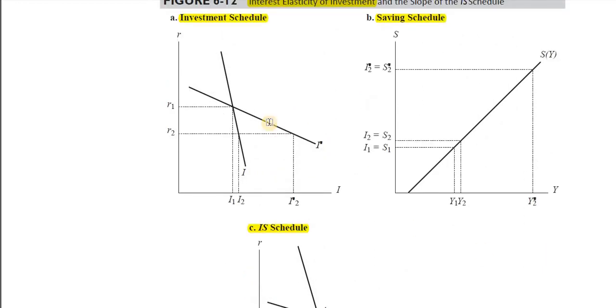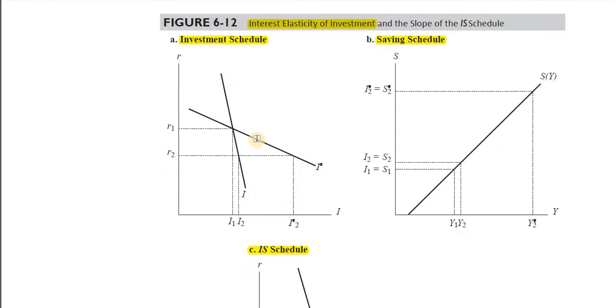Let's see the second case where the investment schedule is steeper. Here the investment demand is not very responsive to changes in the rate of interest in the economy. Even if the interest rate has fallen by 2-3%, people are not very responsive. They are not increasing investment. So investment has gone up just from I1 to I2.